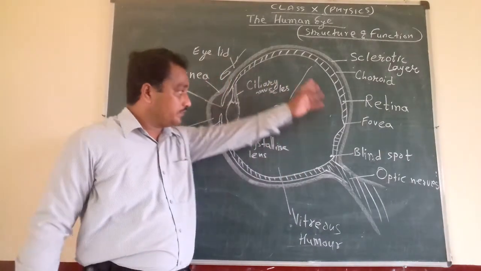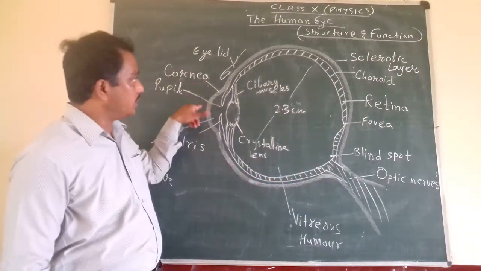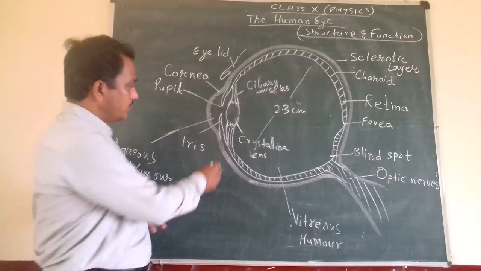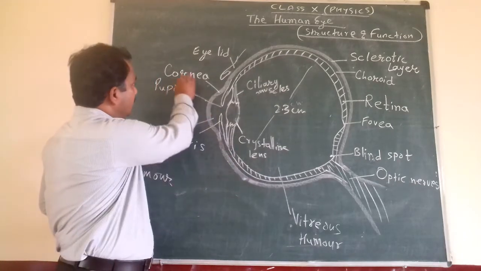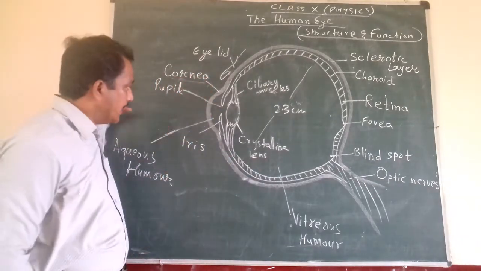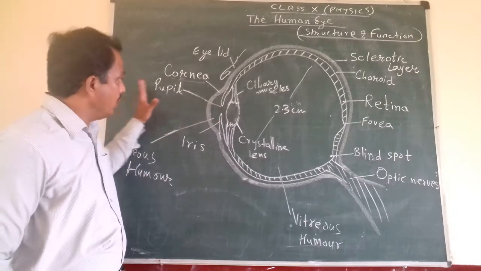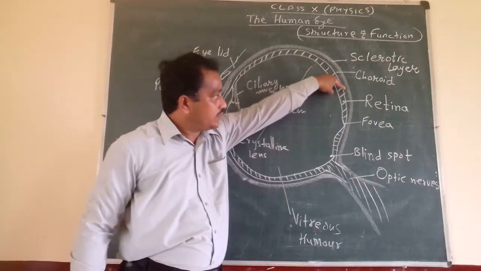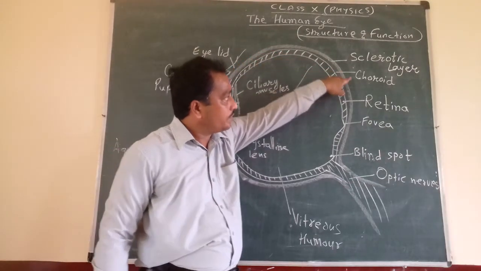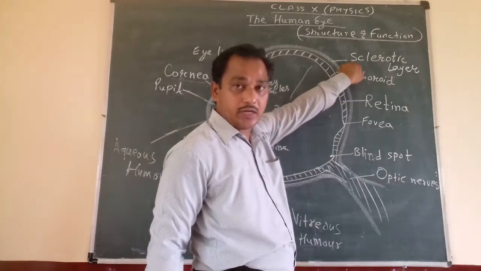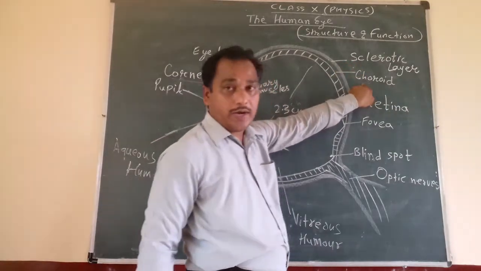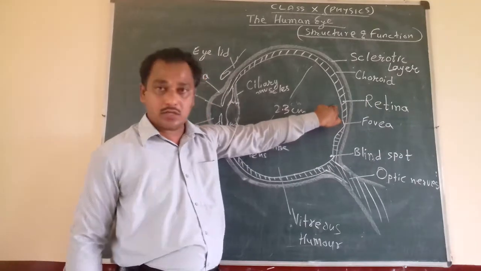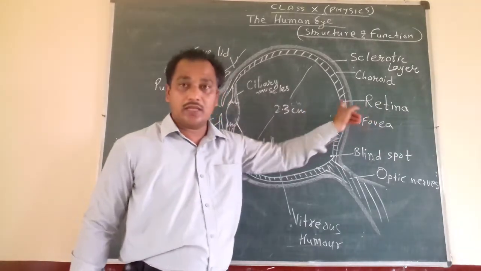So this is the structure of the human eye. This is the outer layer. You can see here, this is the cornea through which the light enters. Just below the cornea is the sclerotic layer and choroid, and in the inner part is the retina where the image is formed.